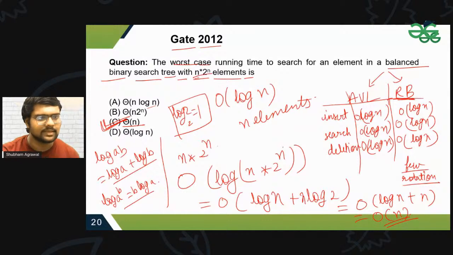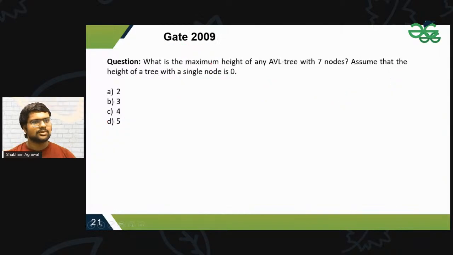Okay, now let's see one more question. This question was asked in GATE 2009. We need to find the maximum height of any AVL tree with 7 nodes, and assume that the height of a tree with a single node is 0.